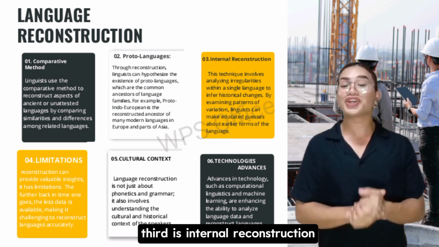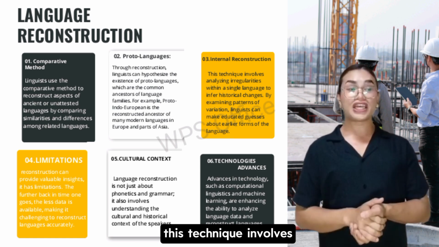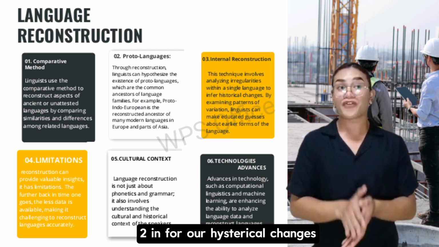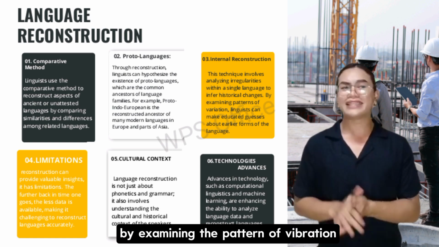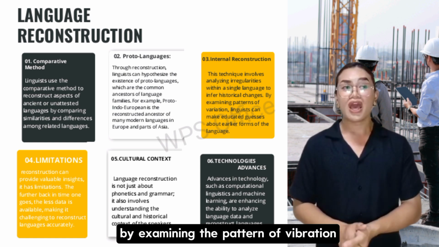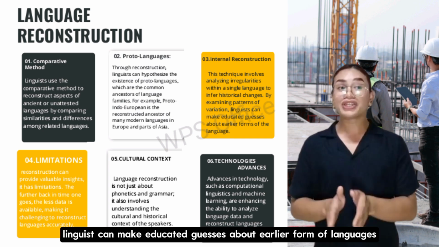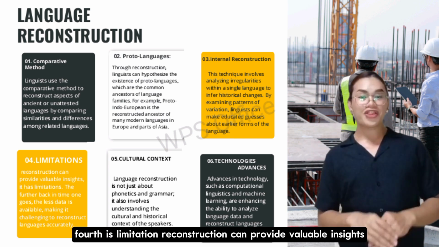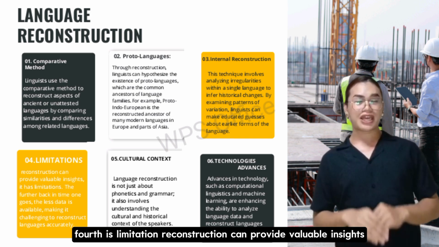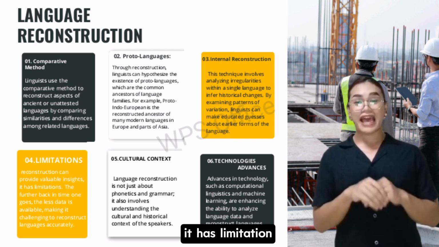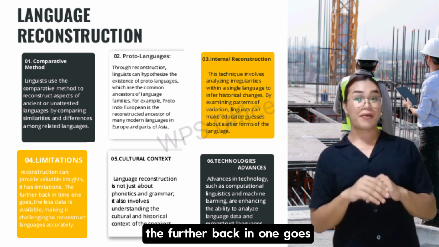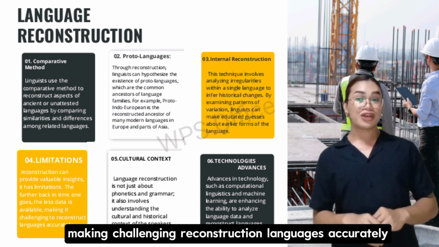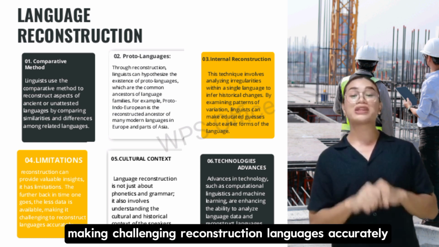Third is internal reconstruction. This technique involves analyzing irregularities within a single language to infer historical changes. By examining the patterns of variation, linguists can make educated guesses about earlier forms of languages. Fourth is limitation. Reconstruction can provide valuable insights, but it has limitations. The further back one goes, the less data is available, making it challenging to reconstruct languages accurately.